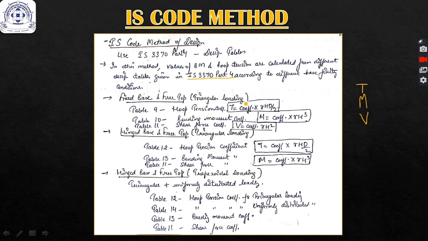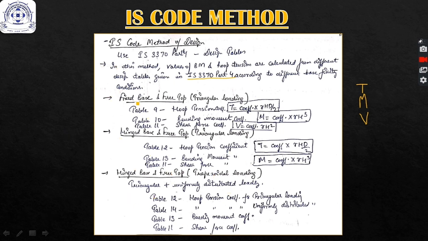I will be showing you the tables in the next slide. In this code, we have different cases. For example, the first is fixed base and free top with triangular loading, and then hinged base and free top with triangular loading. Hinged base means the base is flexible. And then there is the hinged base and free top for trapezoidal loading. There can be trapezoidal loading also, so this is the case for that.